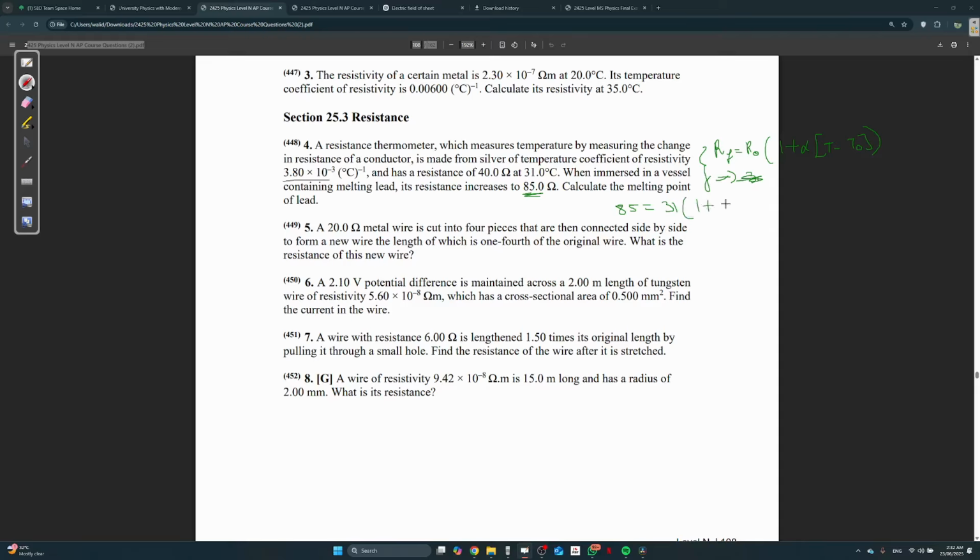So R initial was equal to 20, and this was equal to rho, the length divided by area. Now what changed? We don't know what R final is. We know resistivity doesn't change, so it's a constant. Now L became divided by 4, and A became also divided by 4, because if you're dividing the length by 4, then the area will also be divided by 4.